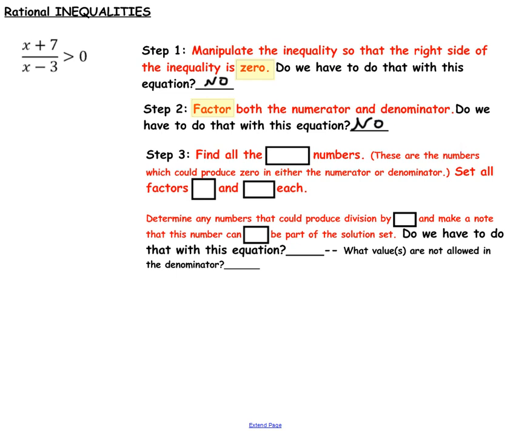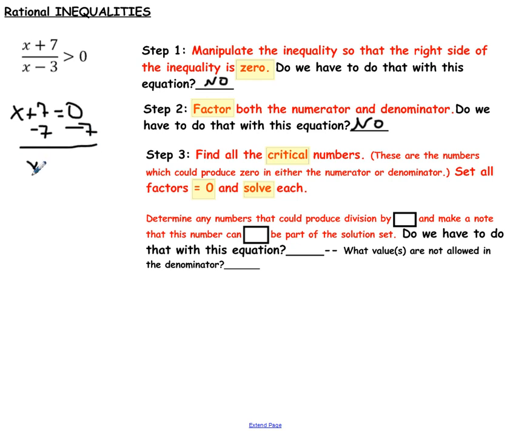Okay. I'm going to find all the critical numbers. These are numbers which could produce 0 in the numerator or the denominator. And set all these factors equal to 0 and solve each of them. So with that said, I'm going to look at this. Okay, well, I subtract 7 from both sides. I get x is equal to -7.